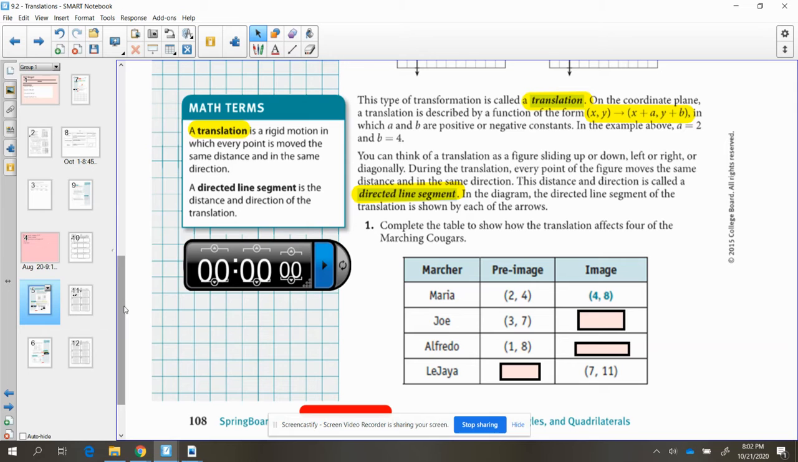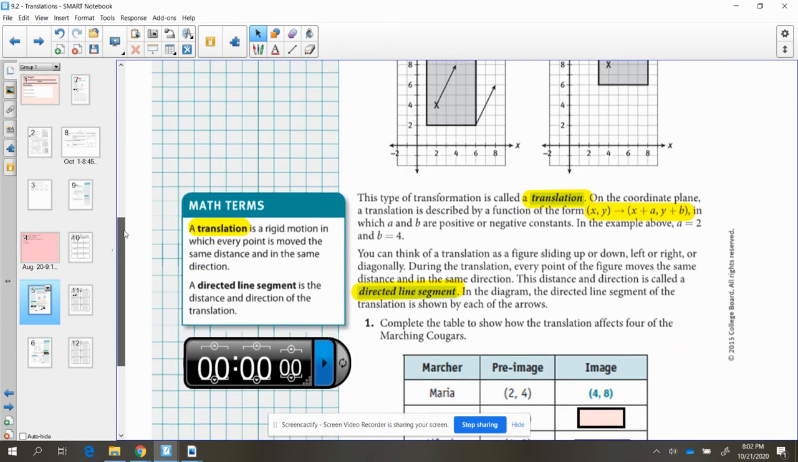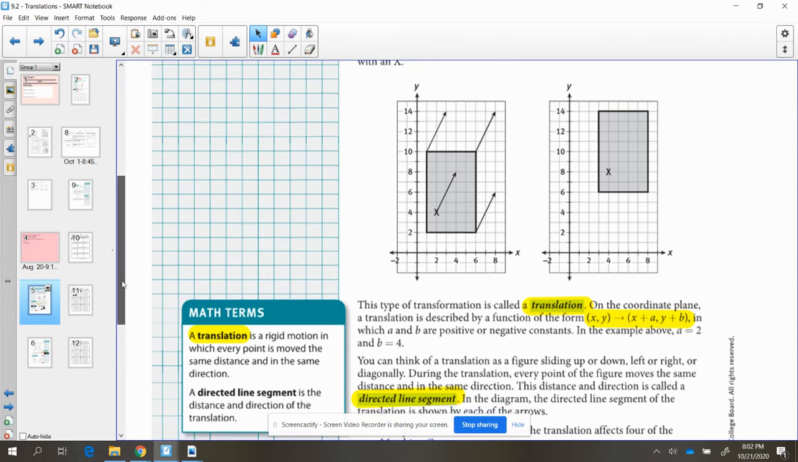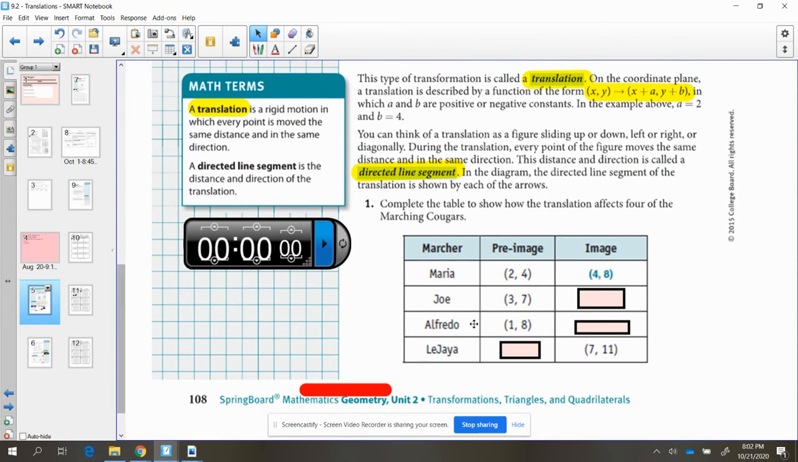Now, Maria again started at 2 comma 4 and ended at 4 comma 8, as we saw up here in the picture. So what she did is she moved to the right 2 and up 4. So we added 2 to the x value and added 4 to the y value. If we add 2 to the x value and 4 to the y value for Joe, Alfredo, and Lahaya, we're going to get points of 5 comma 11, and then add 2 and add 4, we get 3 comma 12.